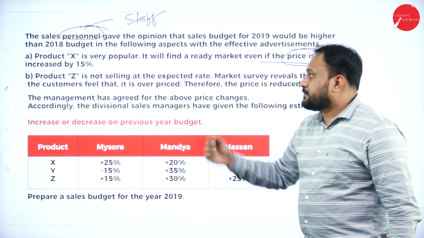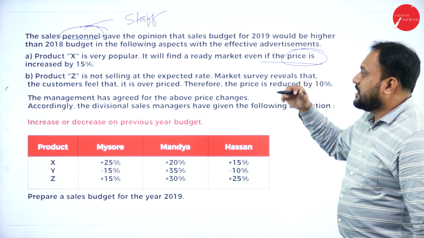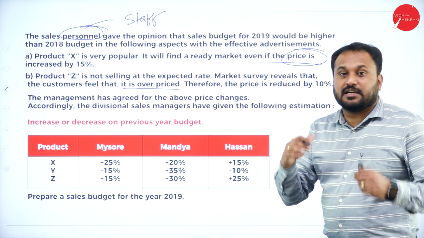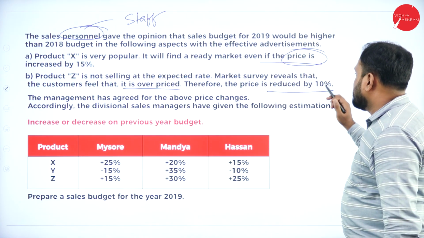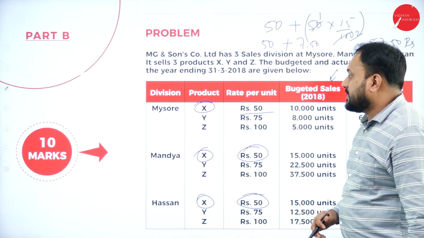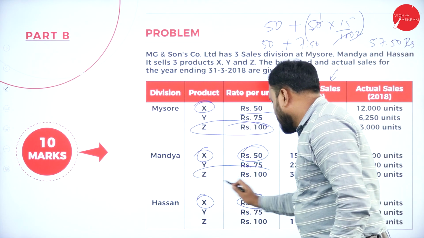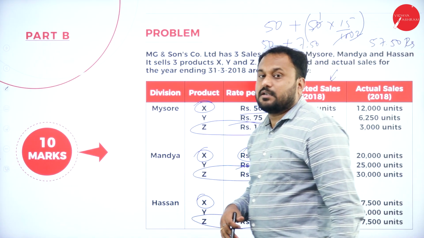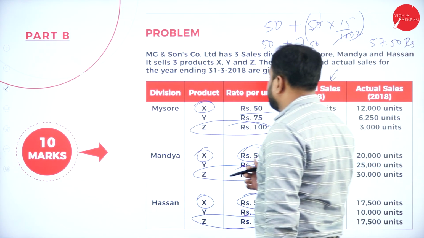The same way, product Z is not selling at the expected rate. Market survey reveals that the customer feels that it is overpriced. Overpriced means already it is more. Therefore, the price is reduced by 10%. So where is product Z here? Now we have product Z here: 100 rupees, 100 rupees and 100 rupees. So you need to subtract 10%. So what is the value here?